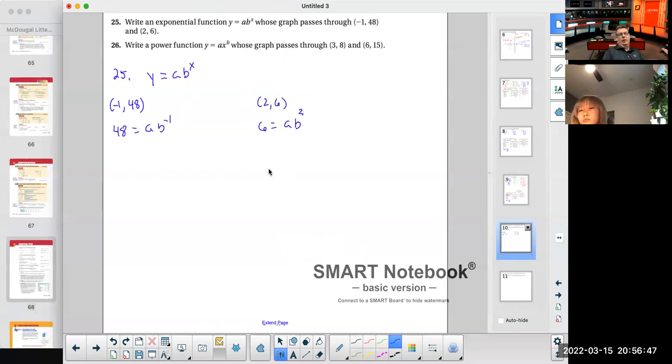So I have to solve for one and put it in for the other, right? I'm not going to deal with the negative exponent just yet. So I'm just going to divide both sides by b squared here. Do you see how I get 6 over b squared is equal to a? So then I'm going to plug that into this equation for a, and I get 48 equals 6 over b squared times b to the -1. You all right?